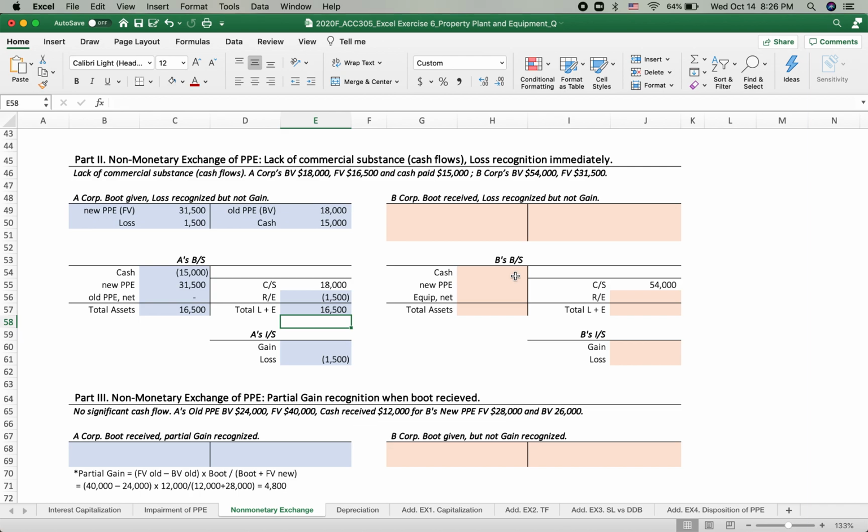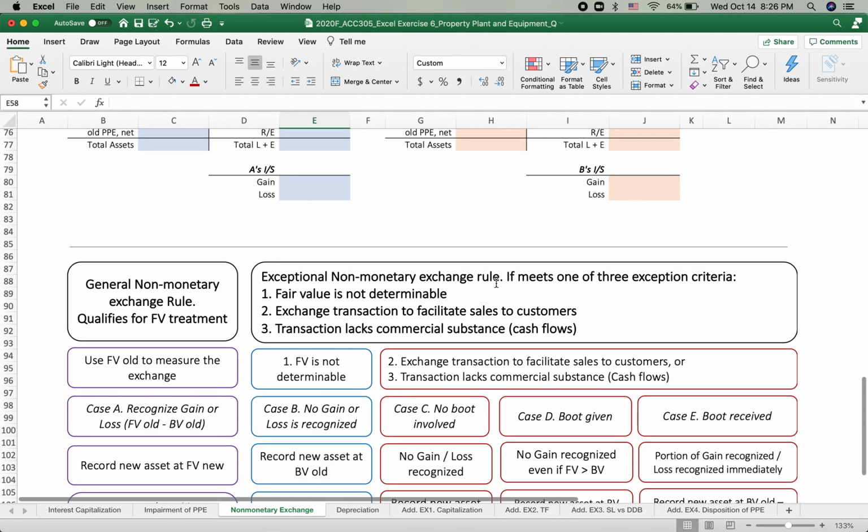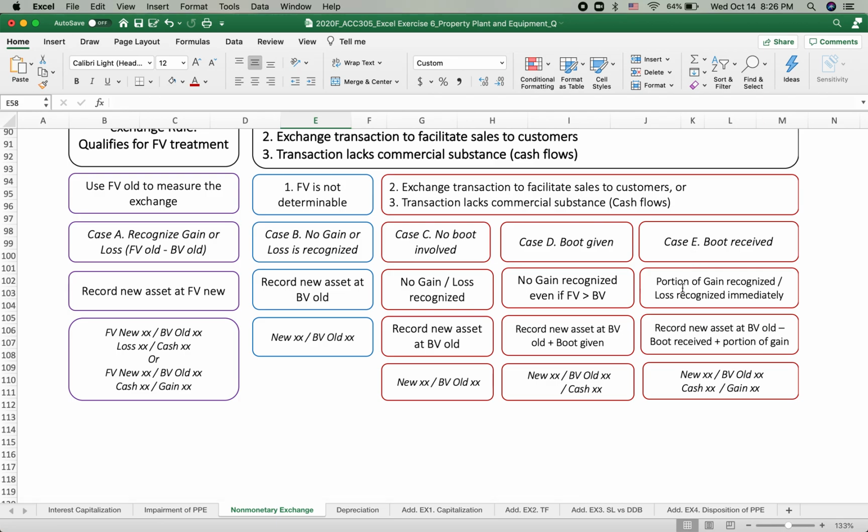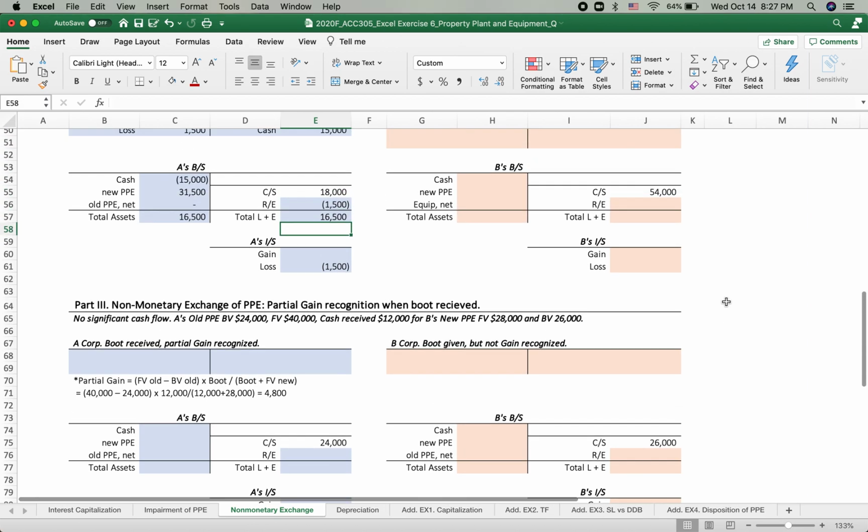Okay. Now the B's perspective. Now B corporation has received the cash during these exchanges. So loss recognition but not gain. Why? Take a look at that. This is the boot received case. If the company received the cash, it can recognize a portion of gain. But if the company recognizes loss, it should be recorded immediately.